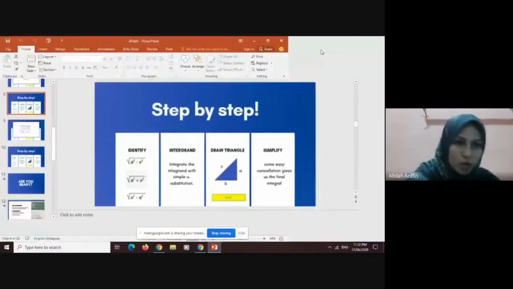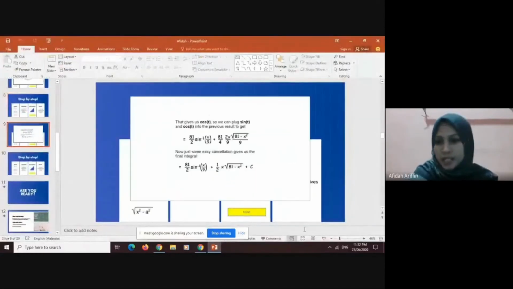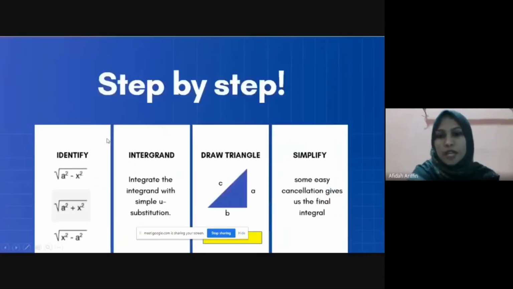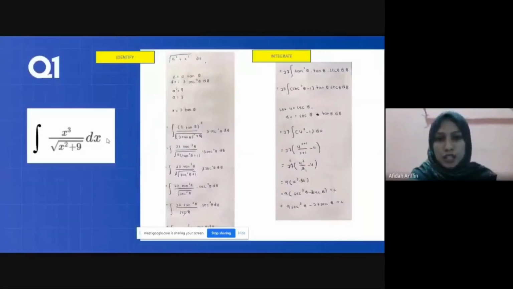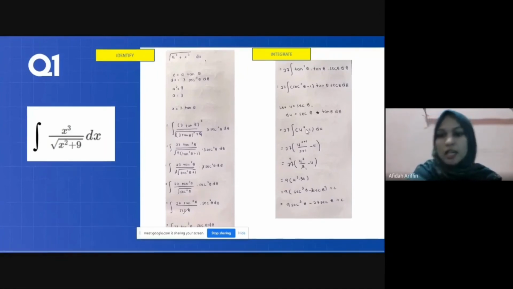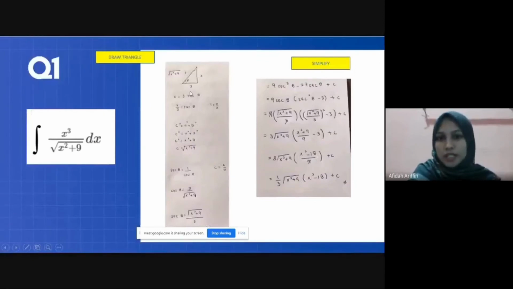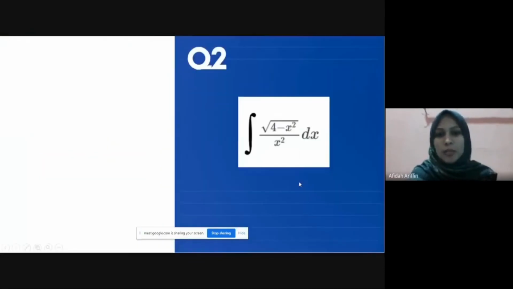I have one more question, but since we don't have enough time, we can do the second question. Okay, this is my answer. My answer is first you have to identify the question and substitute the expression with trigonometry, and then you integrate, and the next is you draw a triangle, and the last step is simplify until you get the final answer. So my answer is same as Farizan just now. So Farizan is correct.